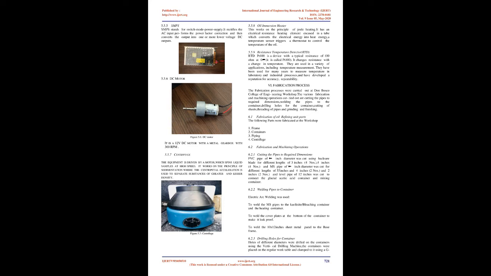6.2.2 Welding pipes to container. Electric arc welding was used to weld the MS pipes to the kaolinite/bleaching container and the heating container, to weld the cover plates at the bottom of the container to make it leak-proof, and to weld the 10 x 12 inches sheet metal panel to the base frame.